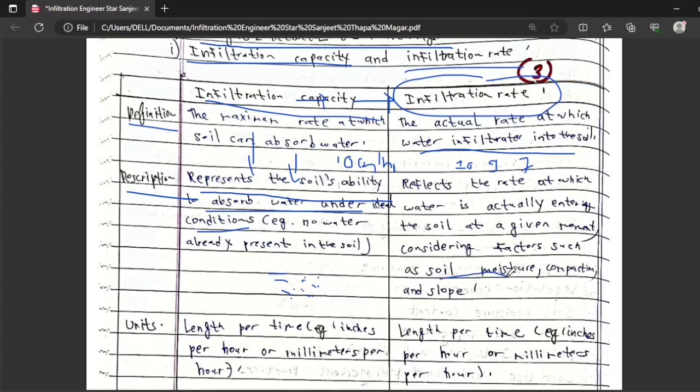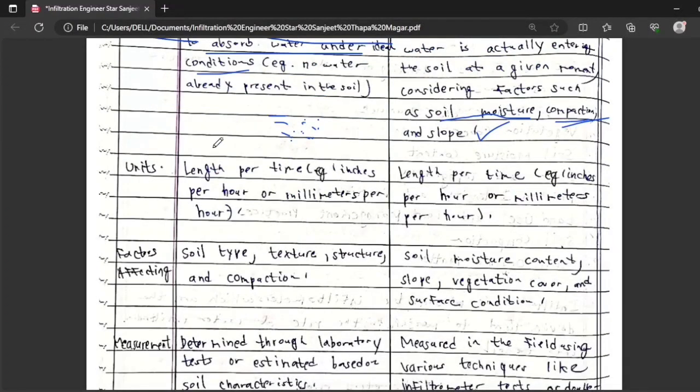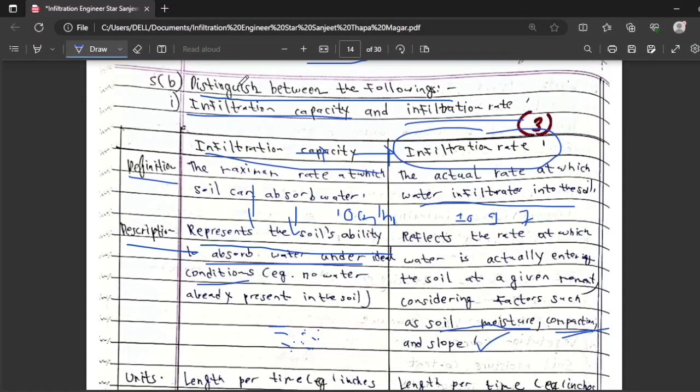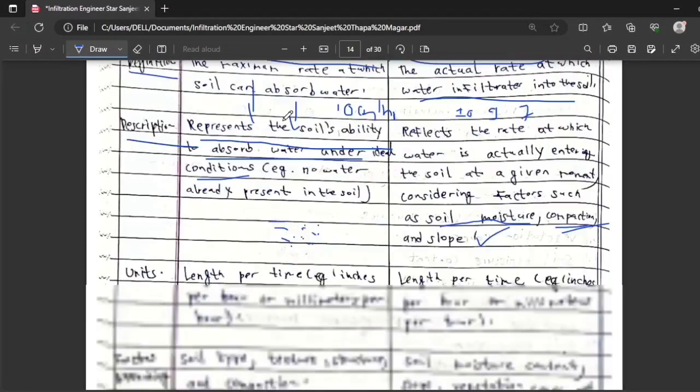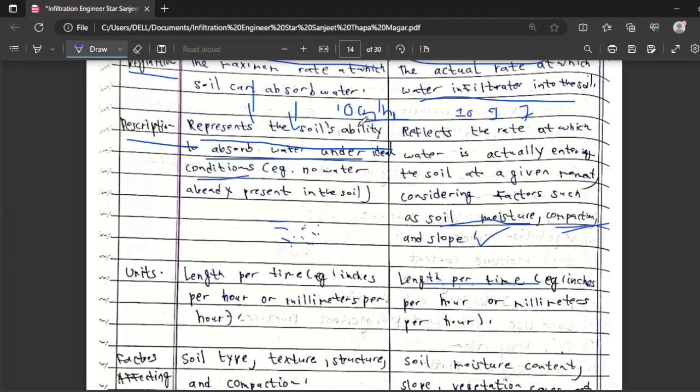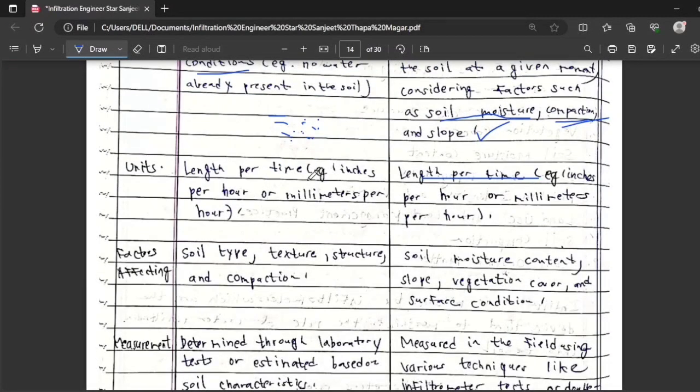If there is more soil moisture, then infiltration is less. If there is more compaction, then infiltration is less. And if there is steep slope, then also infiltration is less. The unit is the same, so it is a similarity and not a distinction. Units, length per time, that is I have written here centimeter per hour, millimeter per hour, inches per hour. Similar here, inches per hour or millimeter per hour.